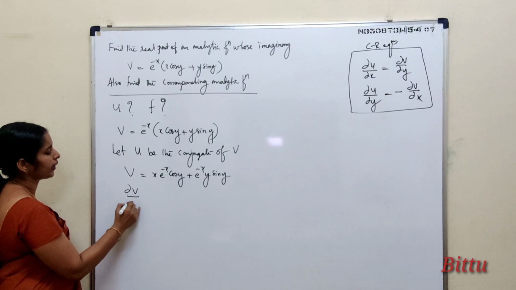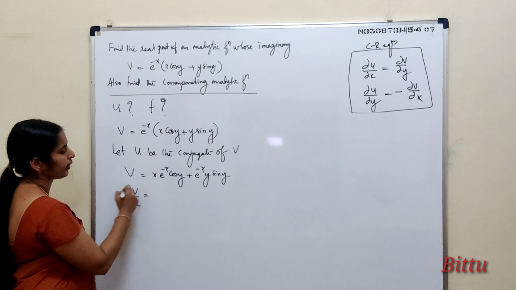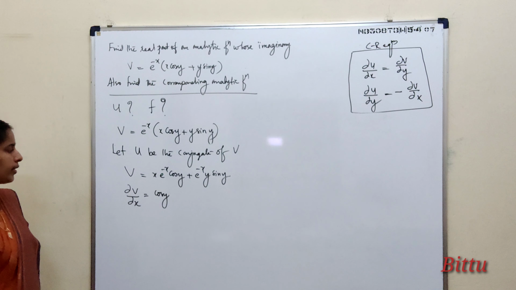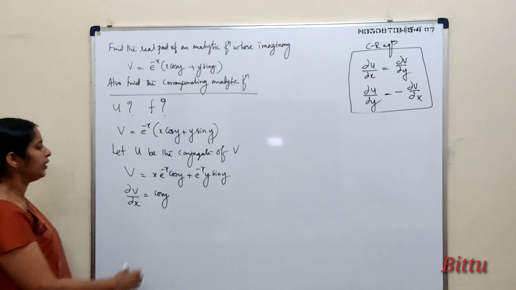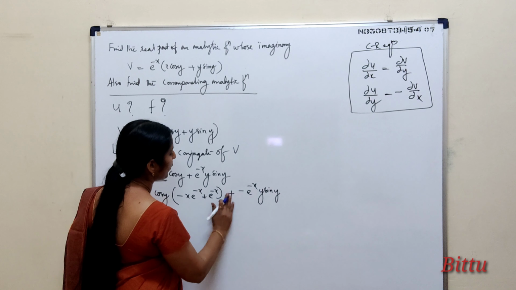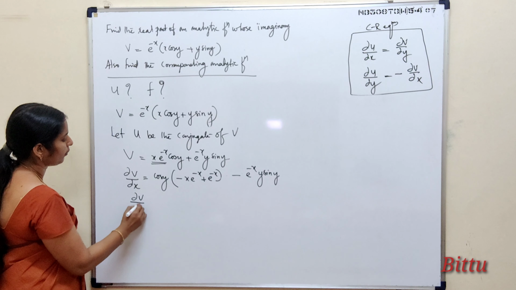It is ∂v/∂x. You differentiate with respect to x. At that time, you keep y as a constant. So, in the first term, cos y is constant. Next, you differentiate this product by using the product rule. So, minus x e^(-x) plus e^(-x), plus its derivative, which is minus e^(-x) y sin y. So, plus minus becomes minus.